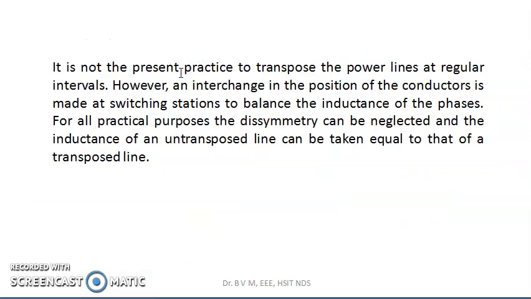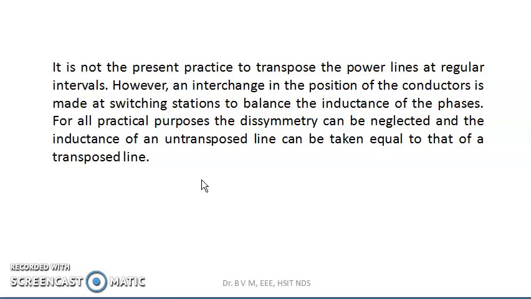It is not the present practice to transpose the power lines at regular intervals. However, an interchange in the position of the conductors is made at switching stations so as to balance the inductance of the phases. For all practical purposes, the dissymmetry can be neglected and the inductance of an untransposed line can be taken equal to that of a transposed line. So this is the present practical case.